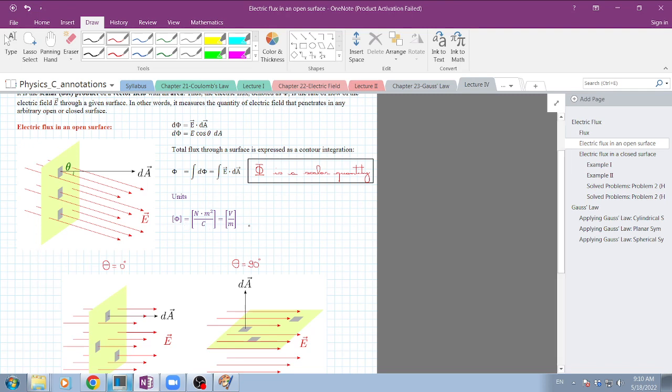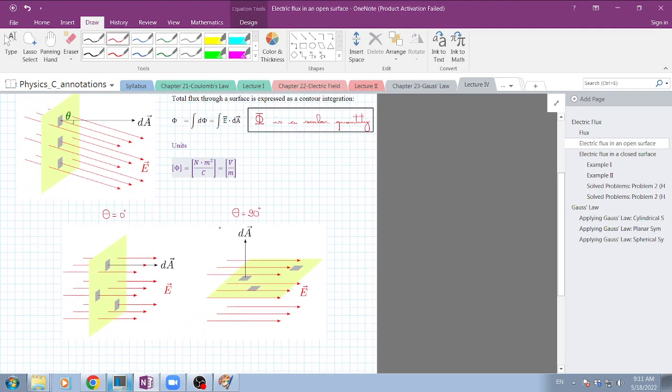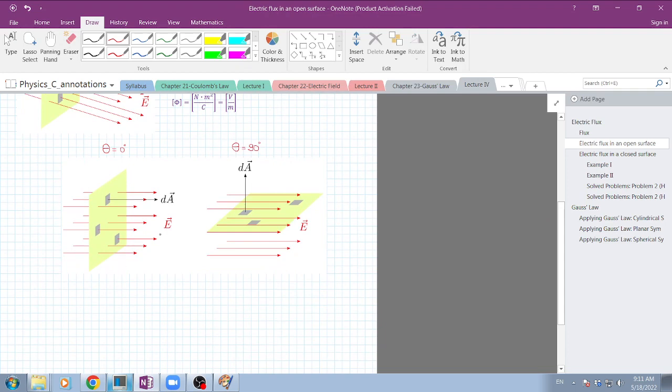Another important comment is about the units. Since this is a scalar quantity, the units of the electric flux are Newton square meters per Coulomb. It's also very common to represent the electric flux as volts times meters. And let's analyze what happens when you have one electric field E here, and the area represented in yellow has an angle of 0 degrees relative to the electric field.